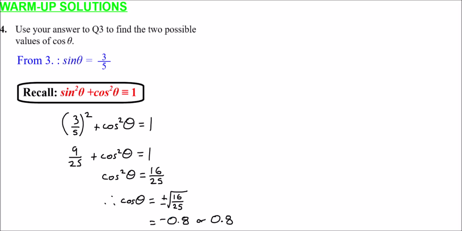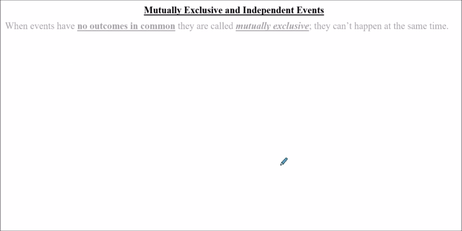Now let's return to Venn diagrams and do these in a bit more depth, following on from last lesson. So, mutually exclusive and independent events. What are they? Well, when events have no outcomes in common at all, they're called mutually exclusive. Mutually exclusive means they can't happen at the same time. A common example of this is if you flip a coin, heads or tails. You can't have a head and a tail at the same time. It's one or the other. They can never happen together.